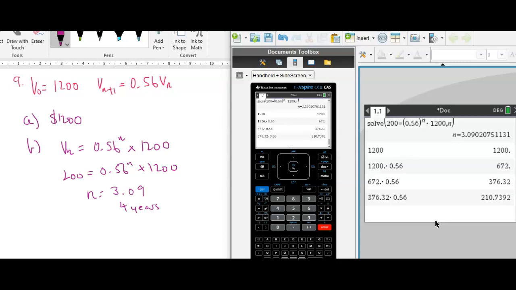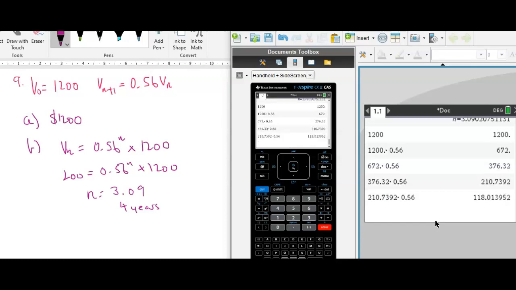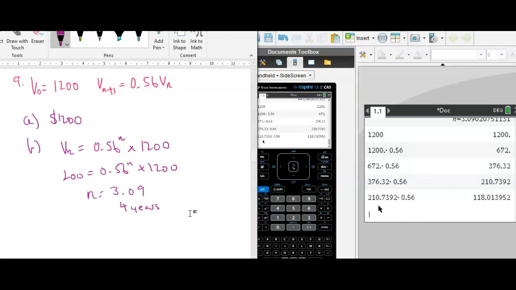3 years, $210. So we haven't quite reached that $200 mark. Then 4 years finally drops below. Okay, so you can do it that way, or you can use solve like I did before.